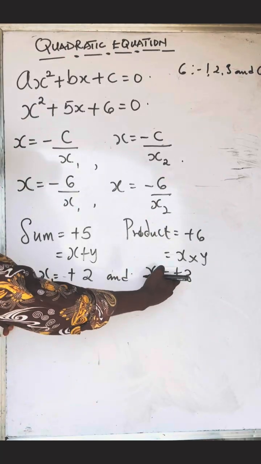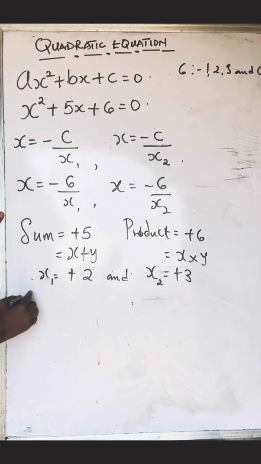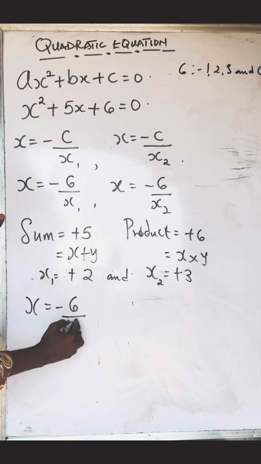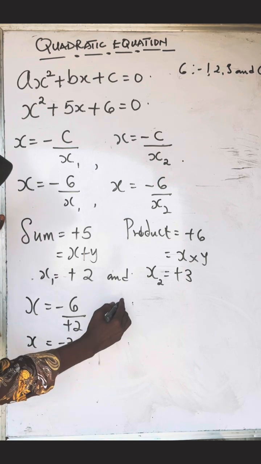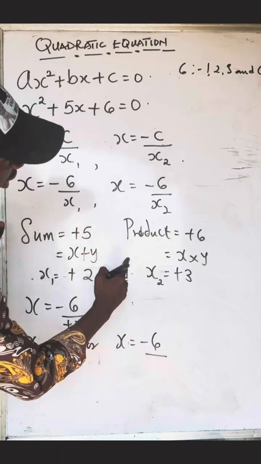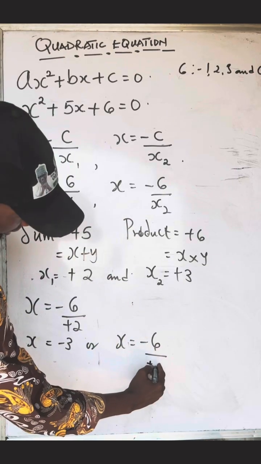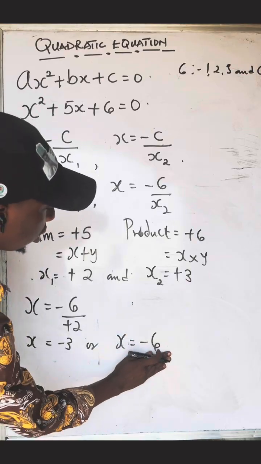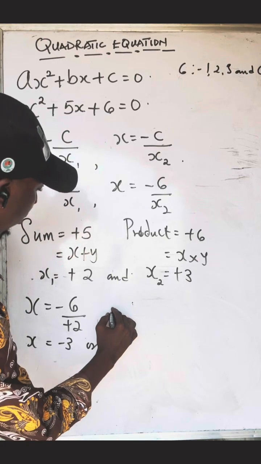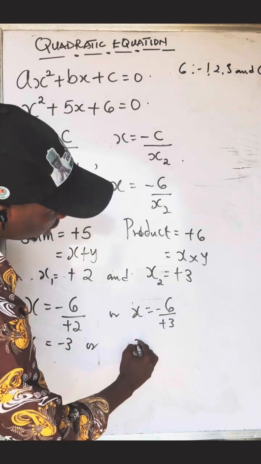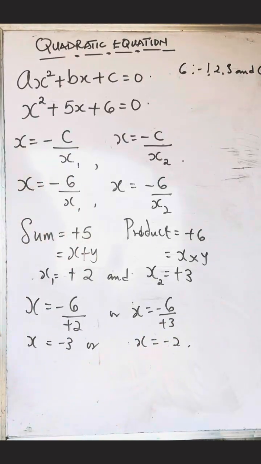Since I've gotten this, let me now solve the problem. My x is minus the constant, minus 6, over plus 2, which is minus 3. For the second one, x is going to be minus 6 over x2, which is plus 3, which is a minus 2. Have you seen the trick now?